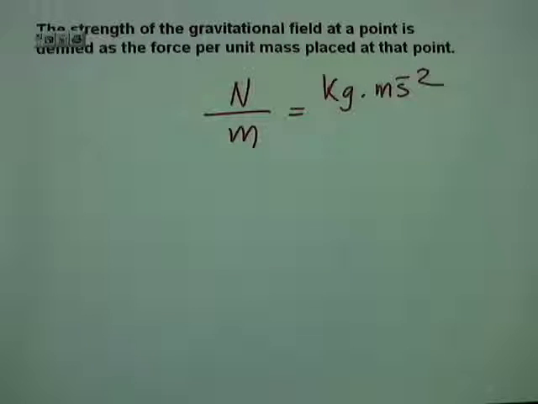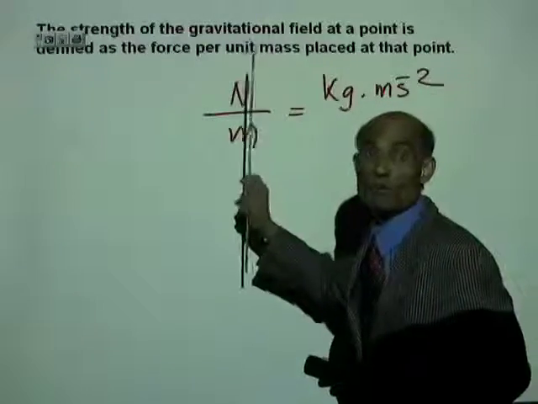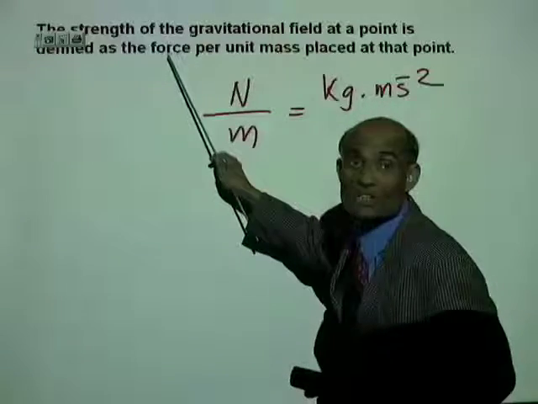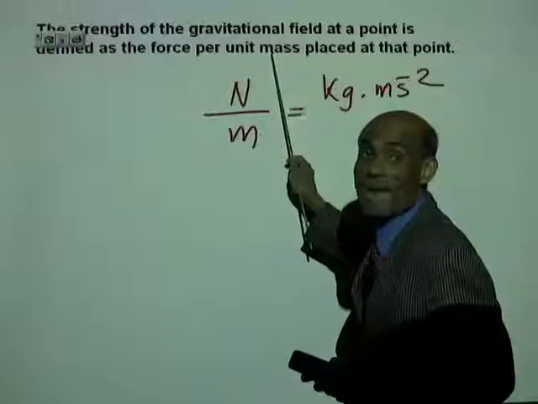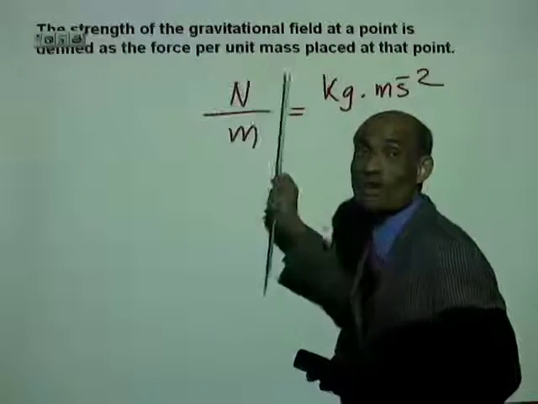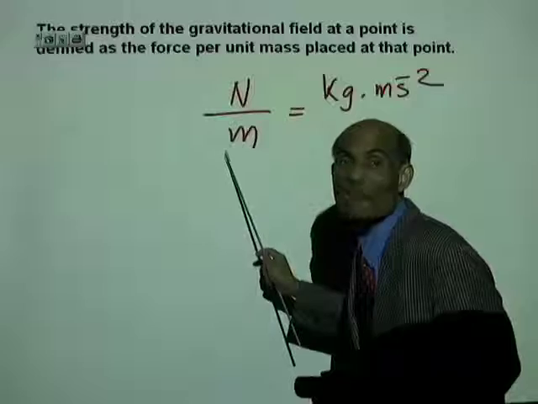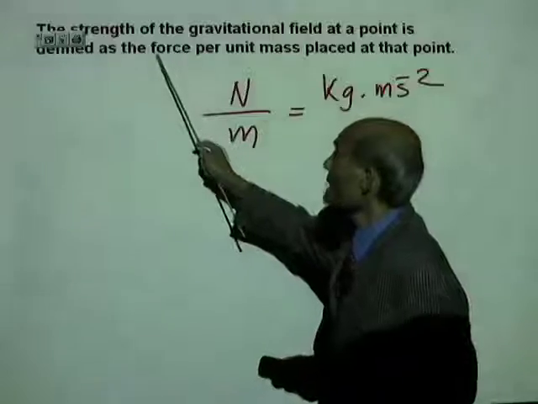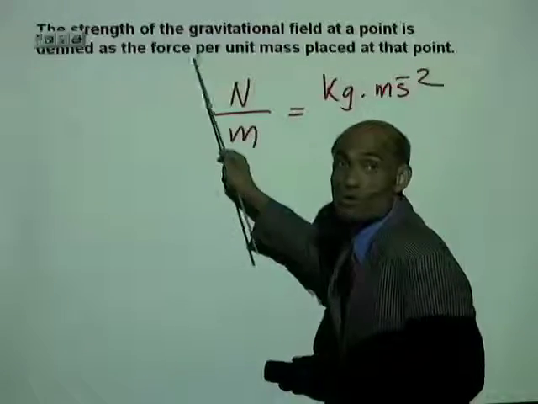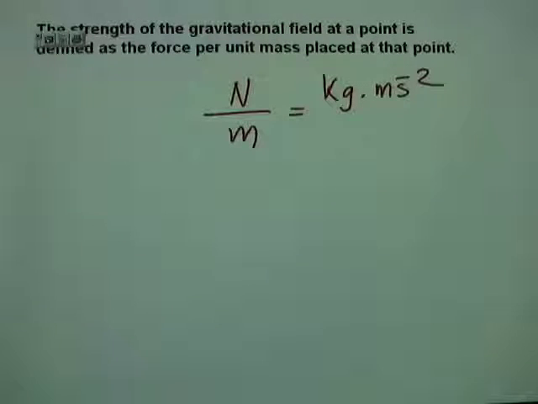Alright, now let me make one correction to what I have been saying, which is the strength of the gravitational field is the force per unit mass. Force per unit mass. What is the unit for that? Newton per kilogram, not Newton per meter, as I said earlier. So make that correction, please. The strength of the gravitational field is force per unit mass. It must be Newton per kilogram.